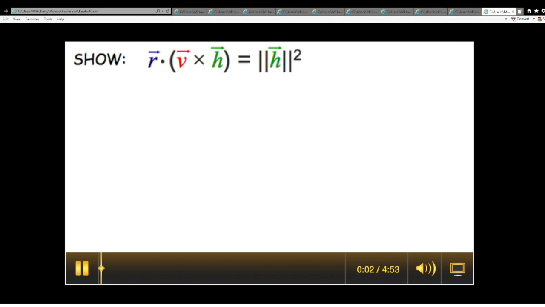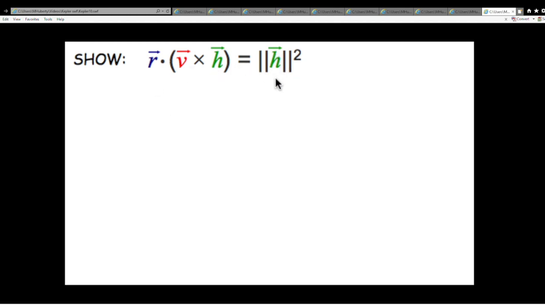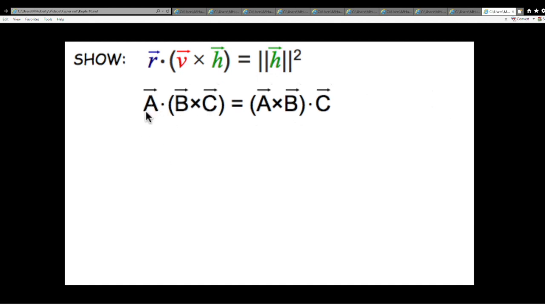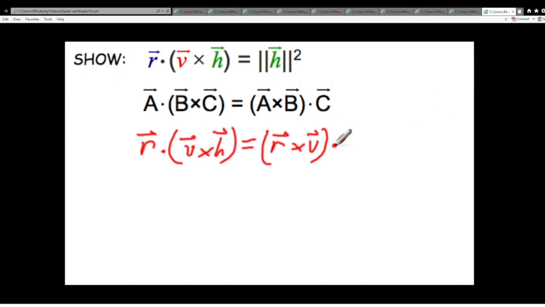Okay, back to, we need to show that R dot V cross H is the magnitude of H squared. To do that, we're going to use the fact that we just proved that we can reorder this dot cross product combo. So by using this, R dot V cross H is in fact the same as taking R cross V and dotting that result with H. Now, R cross V is how we defined H, right? That was the original definition of H. So we plug that in, and we get H dot H. Well, what is H dot H? H dot H is the magnitude of H squared. So in fact, we've proven that.